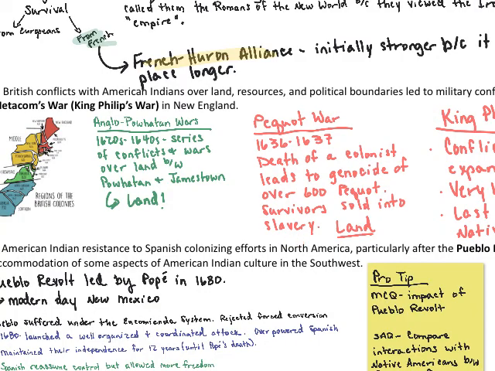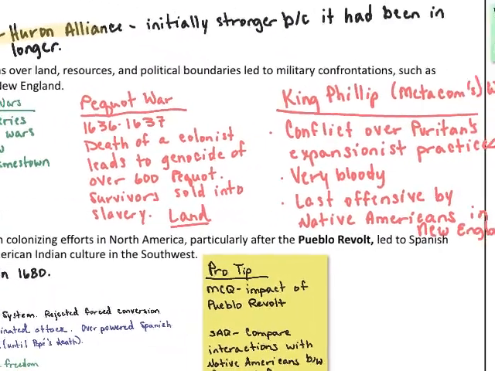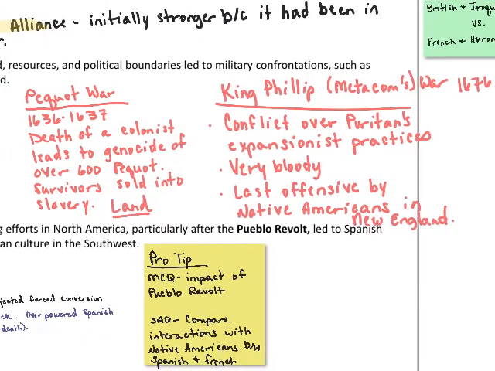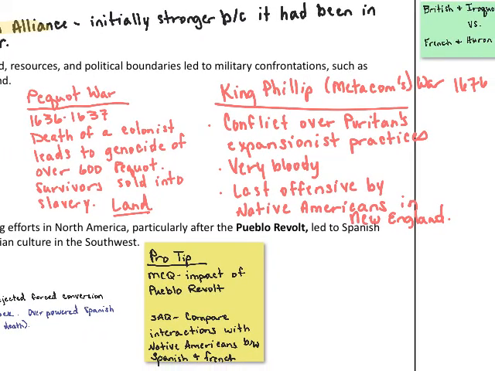In New England, we have the Pequot War from 1636 to 1637, and it is sparked by the death of a colonist, and it leads to the genocide of over 600 Pequot. The indigenous survivors of the Pequot War were sold into slavery in Bermuda. The death of the colonist is the spark, but really the goal is, again, settler colonialism and acquiring more land and replacing the population on that land with colonists.